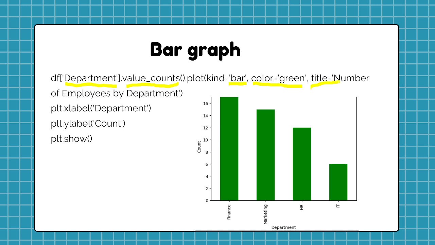Okay, and then followed by the title of the figure. So actually there is a title here, and then the label at the x-axis, which is the department, and then the label for the y-axis, which is the count. Then finally we have plt.show. We can have other methods, but I just show the simple commands in this bar graph illustration.